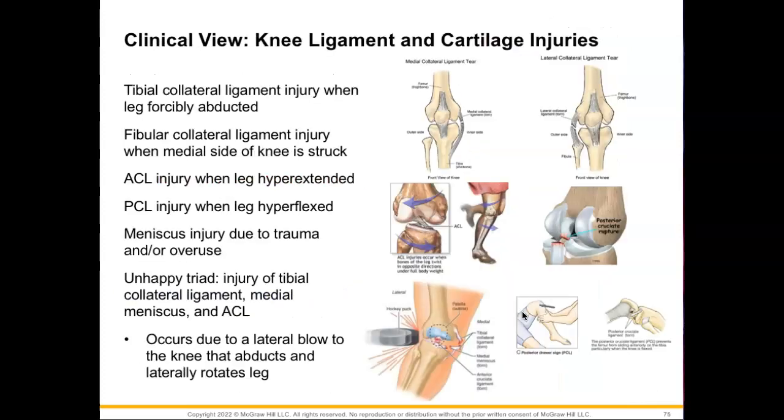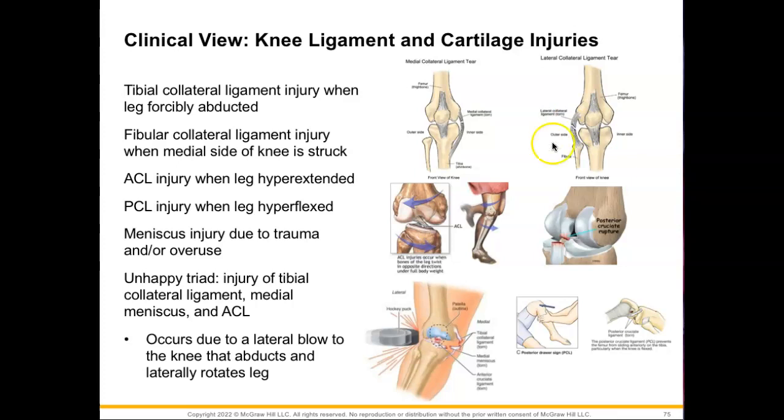So now we of course need to talk about some clinical applications here of our knee ligaments and cartilage injuries. We can have a tibial or medial collateral ligament injury when the leg is forcefully abducted. So you could see that this ligament is torn here, so this leg is able to extend on out to abduct. And then if our lateral or fibular or peroneal collateral ligament is injured, that means that the medial side of the knee has probably been struck, which tore this ligament here. And remember, that is preventing adduction.